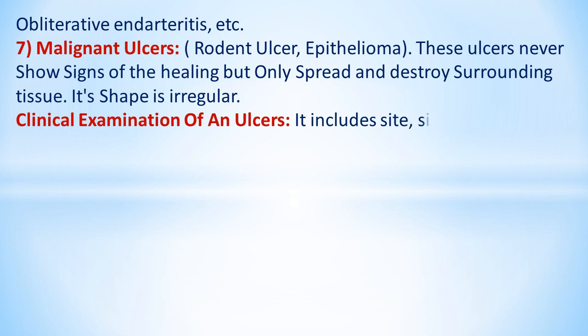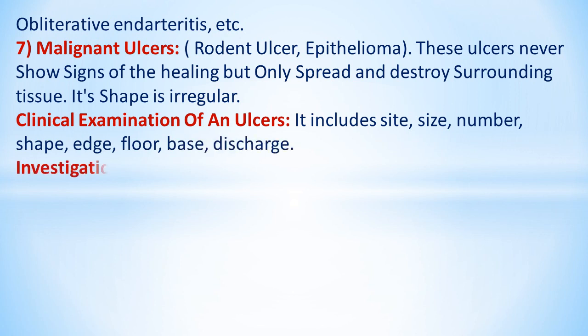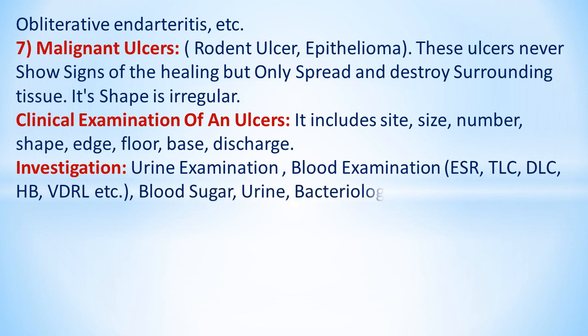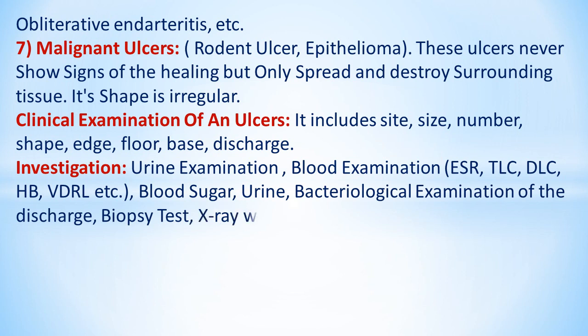Clinical examination of an ulcer includes site, size, number, shape, edge, floor, base, discharge. Investigation: urine examination, blood examination, ESR, TLC, DLC, Hb, VDRL etc., blood sugar, urine, bacteriological examination of the discharge, biopsy, X-ray when an ulcer is situated on bone or joint.